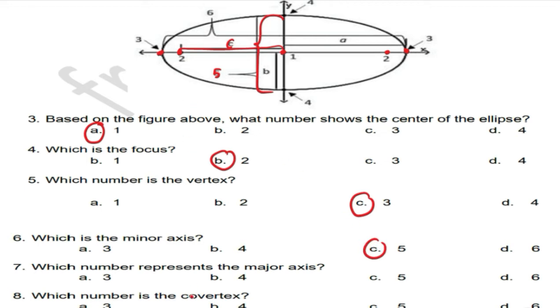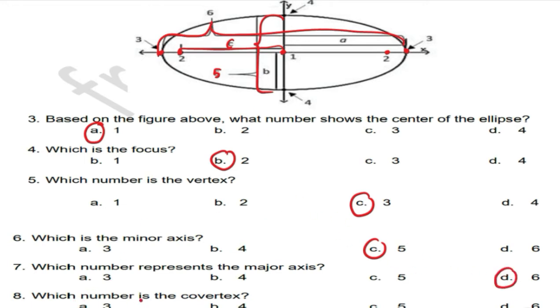Next, which number represents the major axis? Major axis is the longest side. So pag sinabi natin axis, yun yung length. Okay? So here makikita natin ang ating major axis is number 6. Number 6 is letter C.